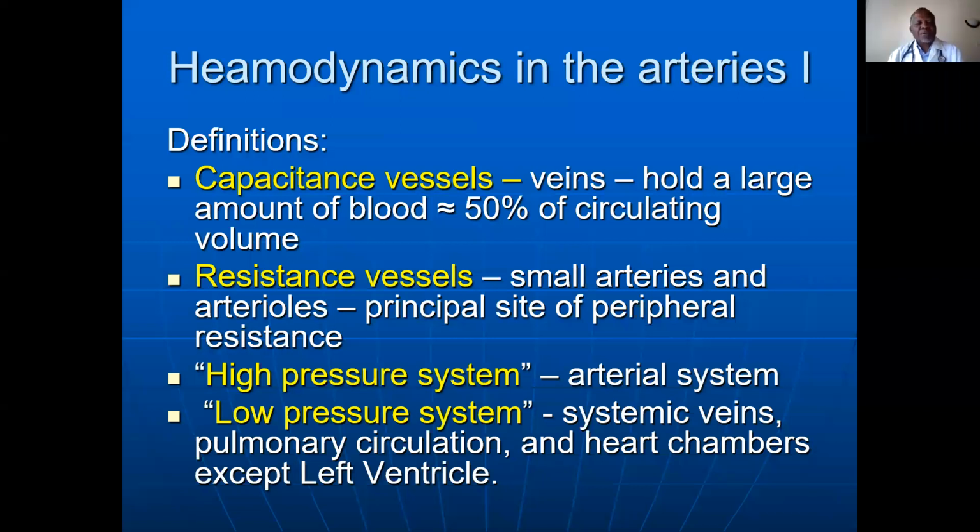And then finally, we have two other definitions, that is a high pressure system and a low pressure system. And I think, as the word suggests, the high pressure system is usually the arterial system, and the low pressure system would be the venous system, including the pulmonary circulation, that's circulation through the lung, and the heart chambers, of course, except the left ventricle. Left ventricular pressure is normally higher. All other chambers tend to have a low pressure.